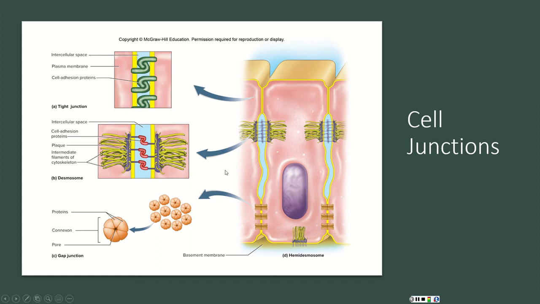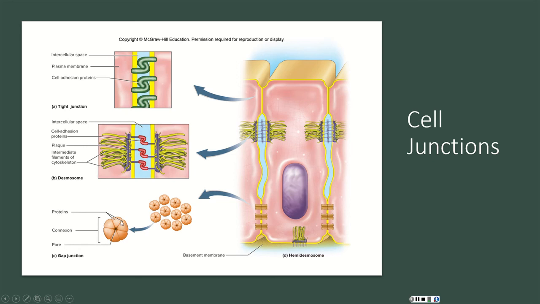Now, we also will see something called a hemidesmosome. A hemidesmosome is basically half of a desmosome. And instead of being joined to a neighboring cell, we will see that it's joined to something like the basement membrane. So it's going to keep this cell anchored to its surroundings.